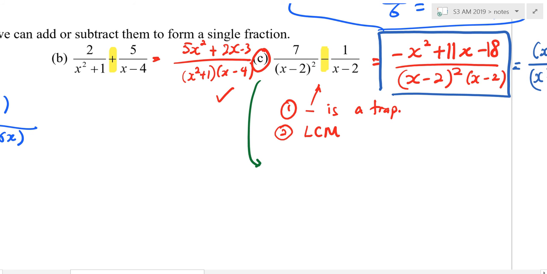Gerald, I don't think that is math. Are you ready? Now, x minus 2 squared, x minus 2. What is the LCM, Gerald? Again, x minus 2 squared, x minus 2. What's the LCM? Wrong.